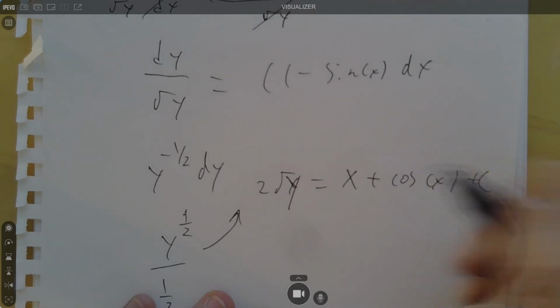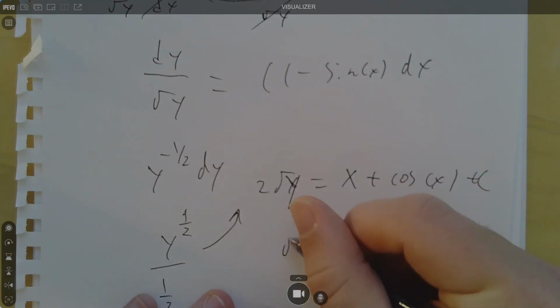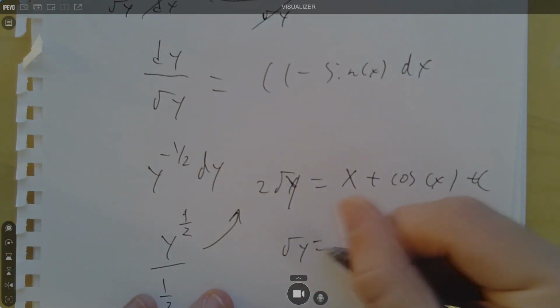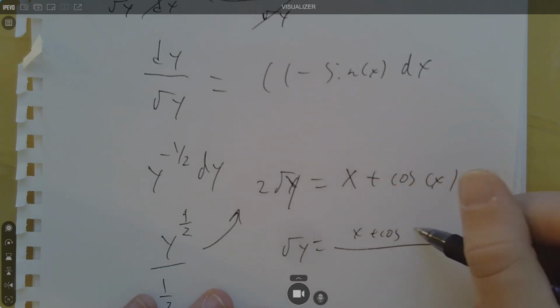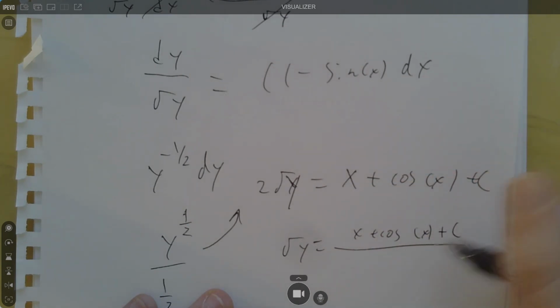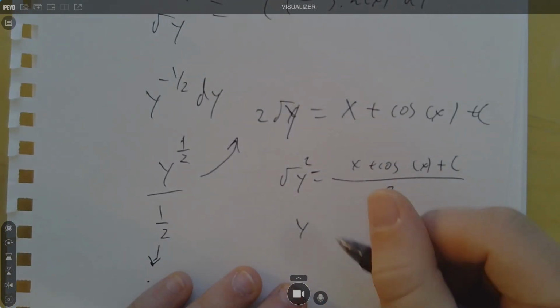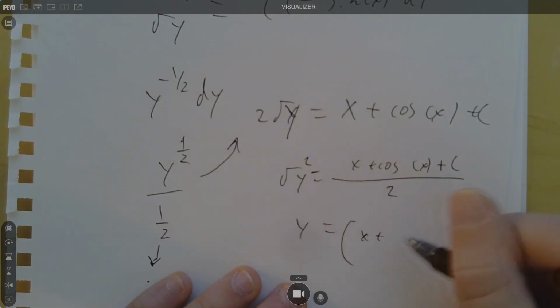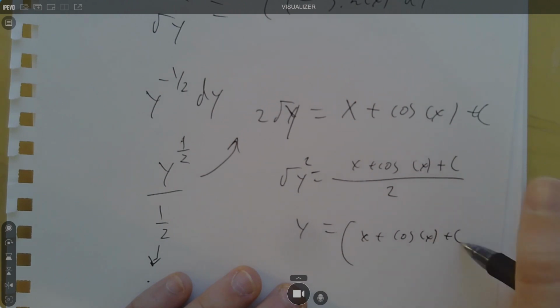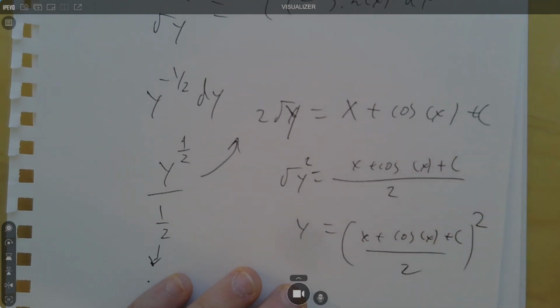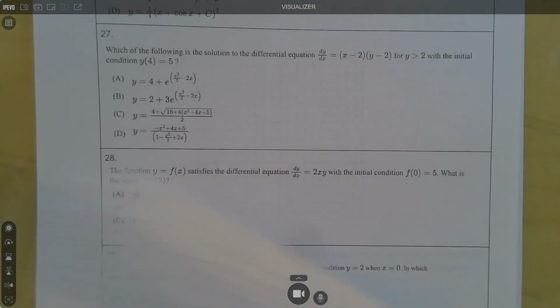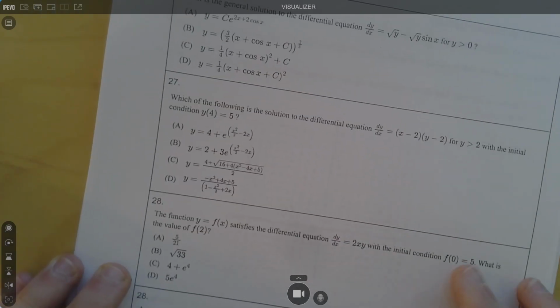Okay, and it just wants a general solution, so I don't need to do a lot more than this. I'm going to divide everything by 2. So you're going to get root y equals all this, x plus cosine x plus c over 2, and then we're just going to square that. So we're going to get y equals x plus cosine x plus c over 2 quantity squared.